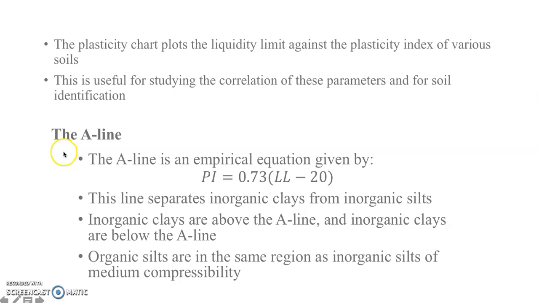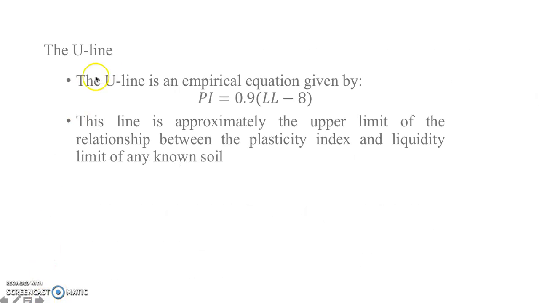As mentioned, our A line has this empirical equation. It separates the inorganic clay from inorganic silt, and inorganic clays are above the A line. Organic silts are in the same region as inorganic silts of medium compressibility, as shown in our plasticity charts presented a while ago. So we have the presence of the U line. It is an empirical relation given by this equation. It is a line approximately the upper limit of the relationship between the plasticity index and liquid limit of any known soil.